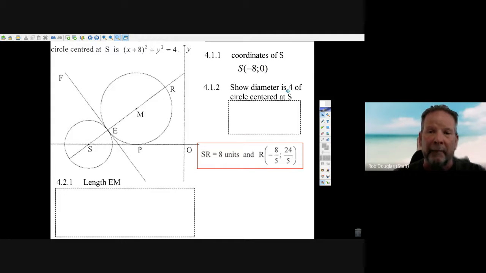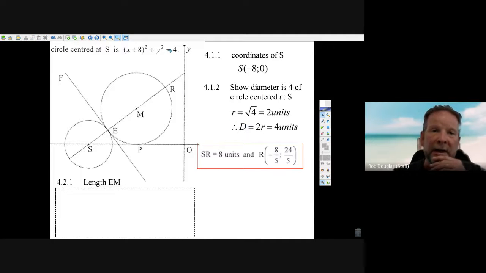Show that the diameter of the circle centered at S is 4. Well, the formula also tells us, it says (x − a)² + (y − b)² = r². Well, that's the radius squared. That means that the radius must be 2. SE must be 2. And if the radius is 2, then the diameter must be 4. So you just take the square root of r², you get the radius, and two radiuses make a diameter. So there's that question done.